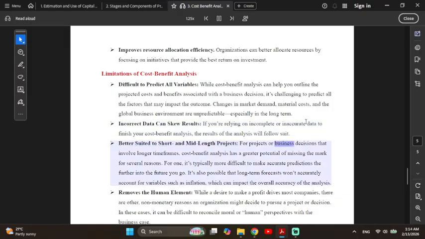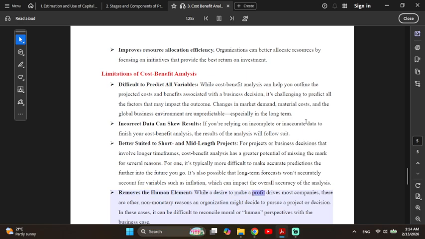Better suited to short and mid-length projects. For projects or business decisions that involve longer time frames, cost-benefit analysis has a greater potential of missing the mark for several reasons. For one, it's typically more difficult to make accurate predictions the further into the future you go. It's also possible that long-term forecasts won't accurately account for variables such as inflation, which can impact the overall accuracy of the analysis.